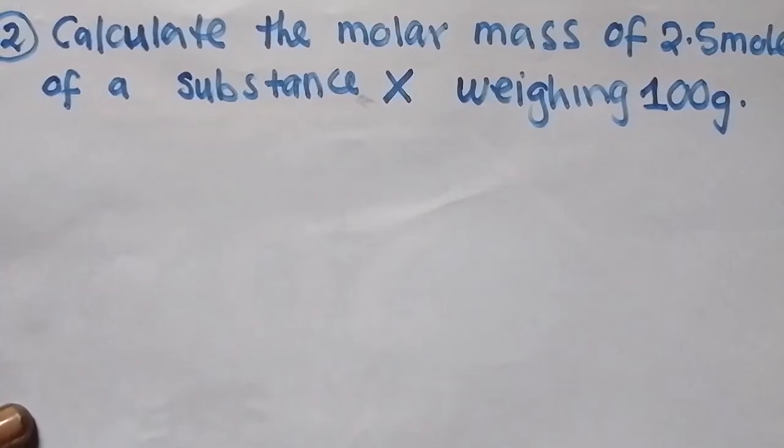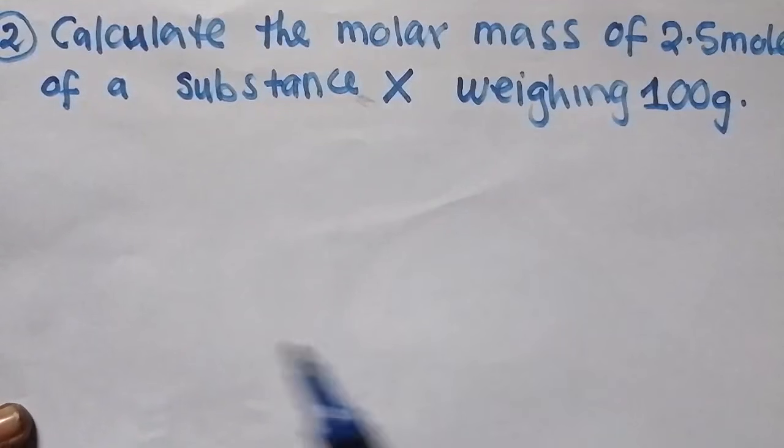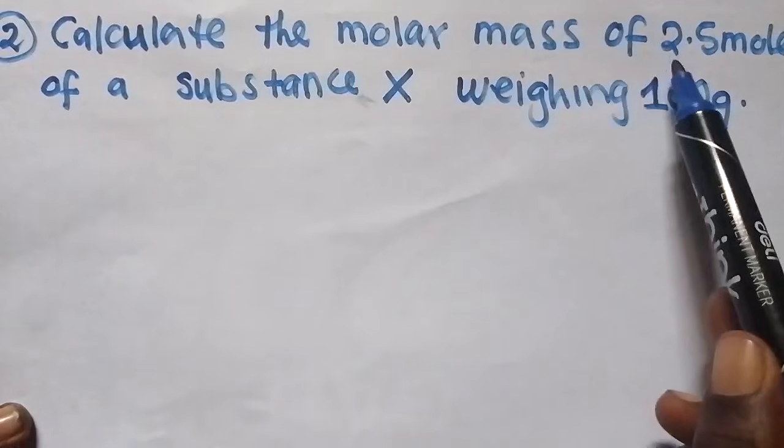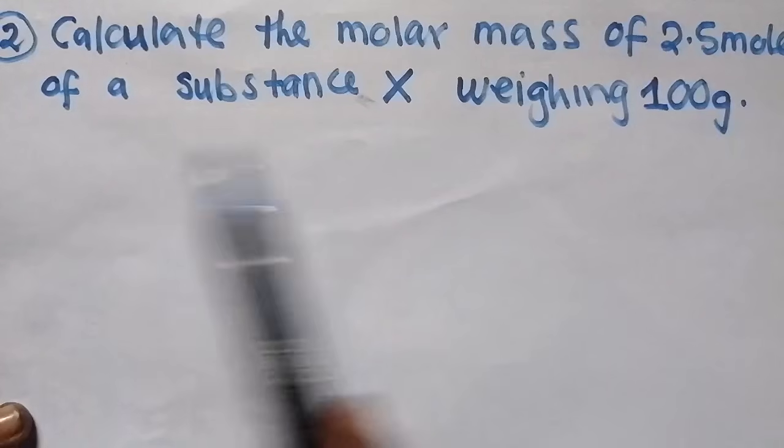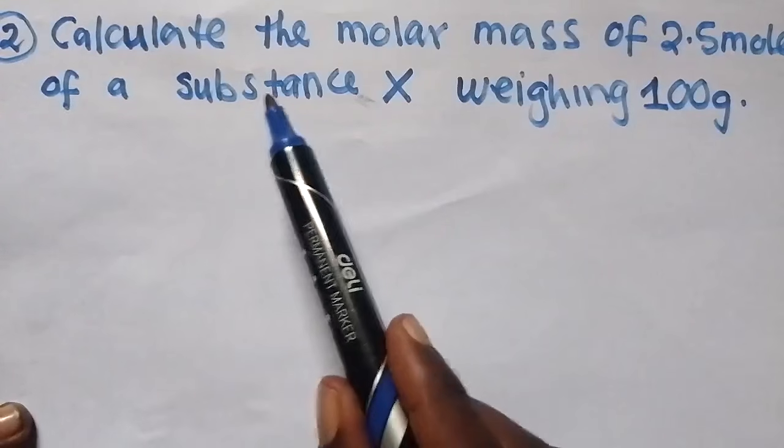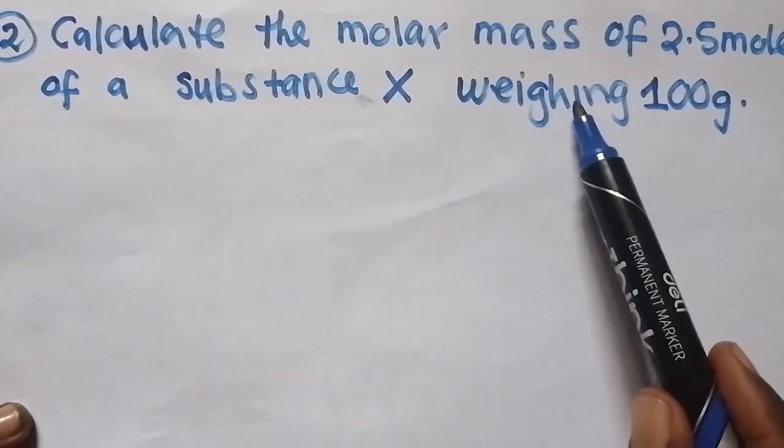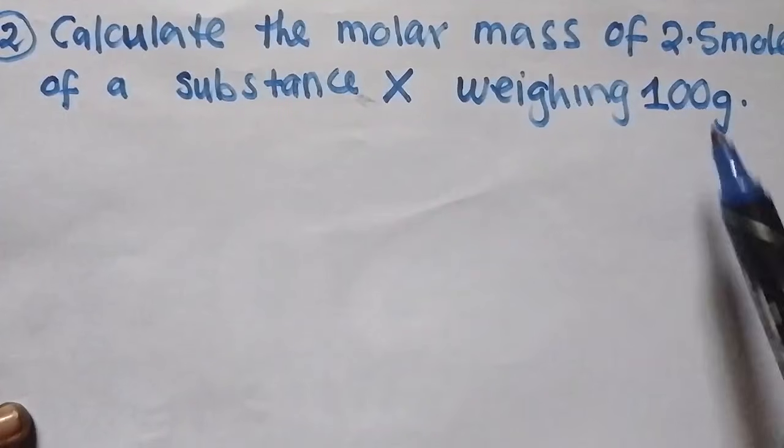Look at our example 2. In our example 2, what we are told is to calculate the molar mass. This is the question: calculate the molar mass of 2.5 moles of a substance X weighing 100 grams.